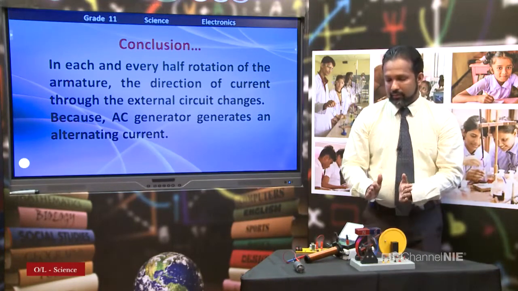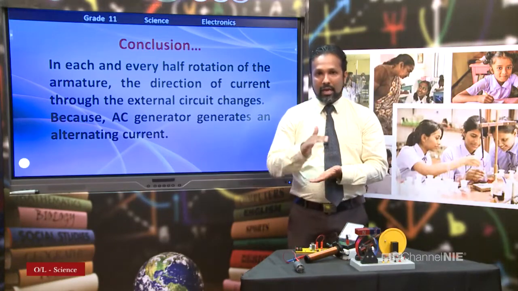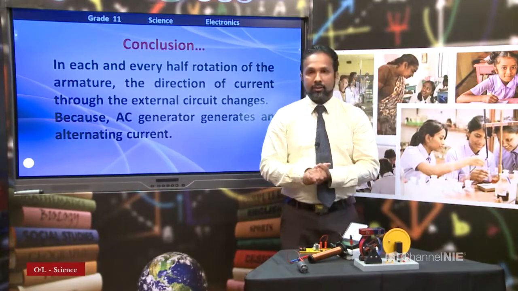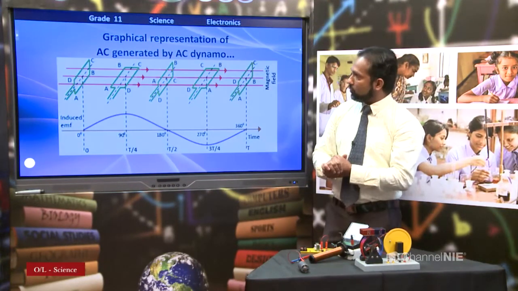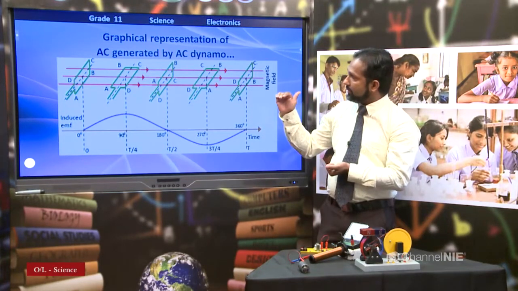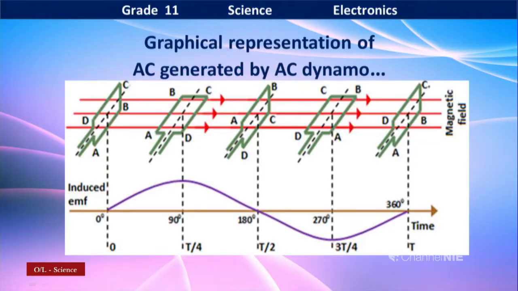Right. Here, Fleming's right hand rule is applied to produce the alternating current dynamo. Right. If we want, we can represent the AC current produced by the alternating current dynamo using a graph.